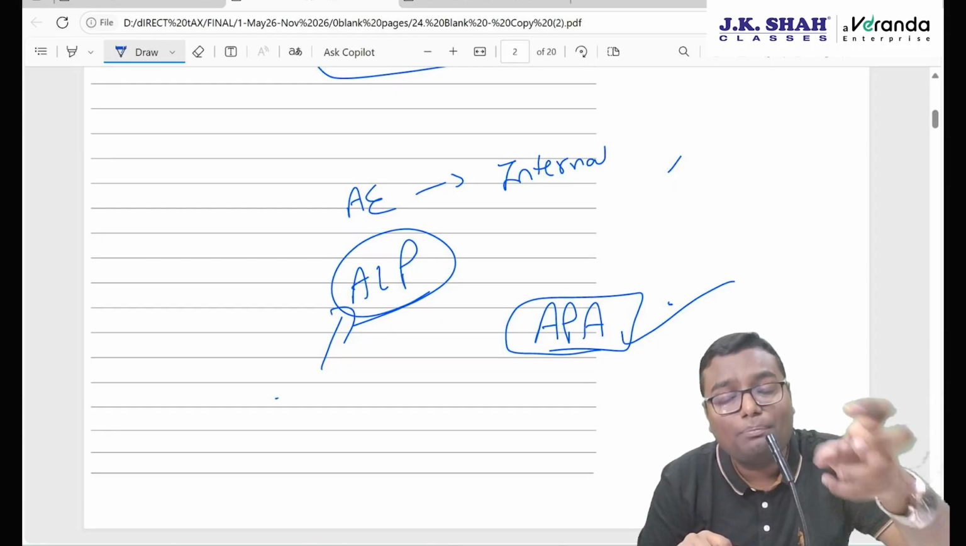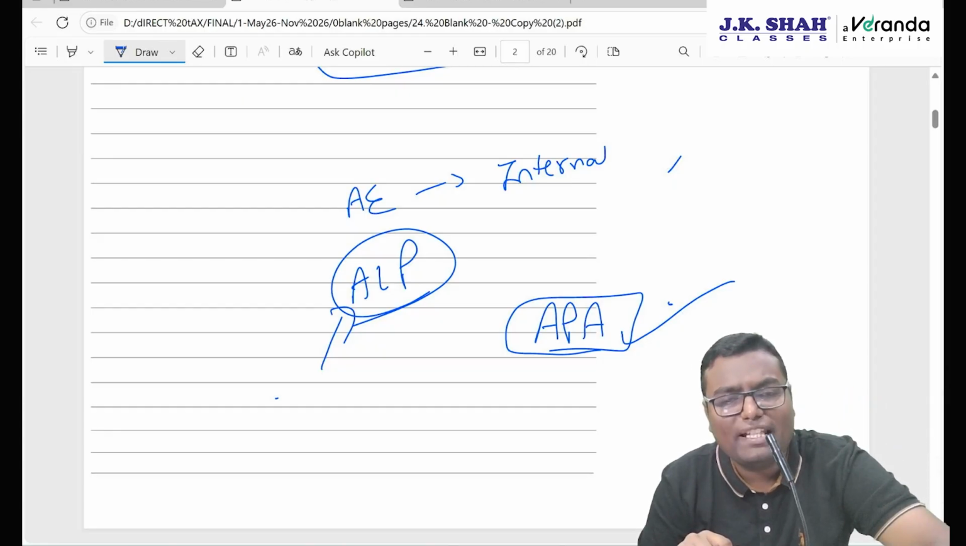But if you want to apply for safe harbor rules, you have to make an application saying I am going to adopt the safe harbor rules, and the income tax authority will generally accept it, unless they think that your transaction is not covered by these rules. Only then can they reject. Otherwise generally they will accept.